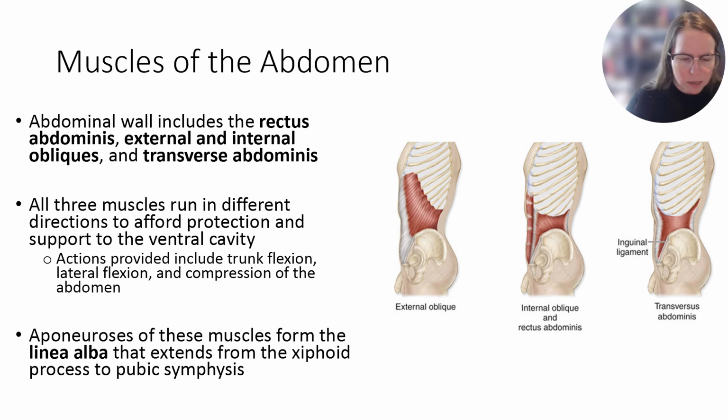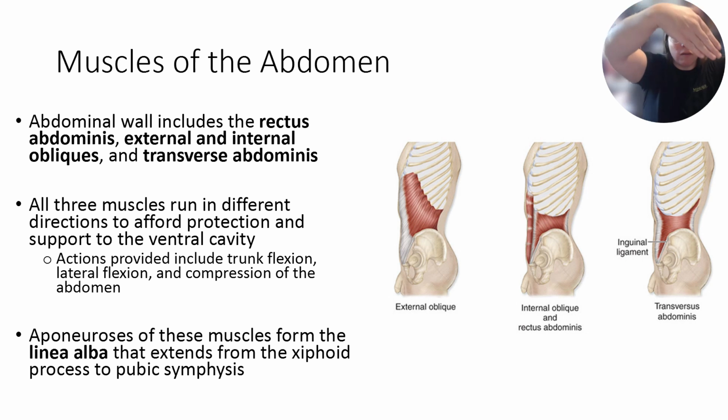Okay, on to the abdominal muscles. So we have a lot of abdominal muscles. Running down the center, you have your abs. Those are your rectus abdominis, your six-pack. Then we have two muscles that are going to come at this angle. Those are called your external obliques.